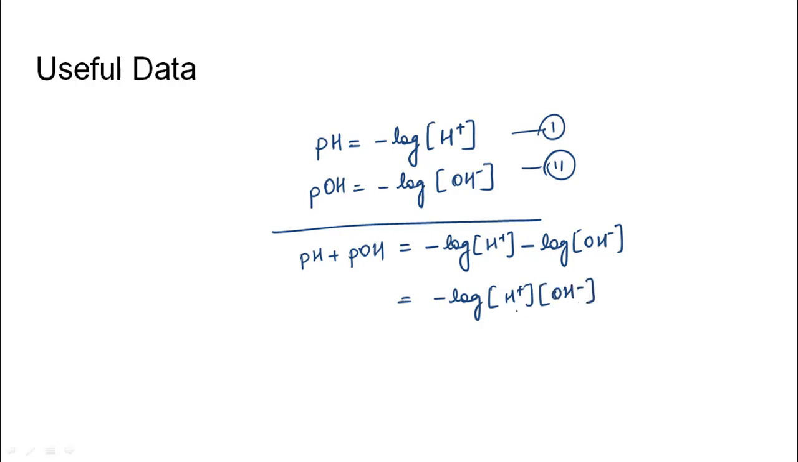The product of hydroxyl ion concentration and hydrogen ion concentration in a sample is given as Kw, which is equal to 10 raised to the power minus 14. So this would become pH plus pOH equals 14. So the sum of the power of hydrogen and the power of hydroxyl ion in a water sample is 14.